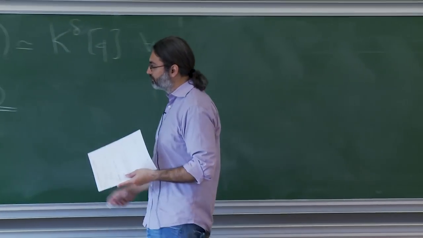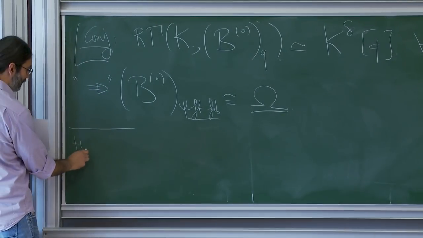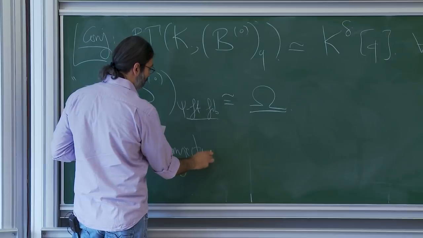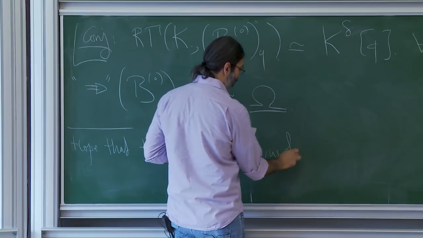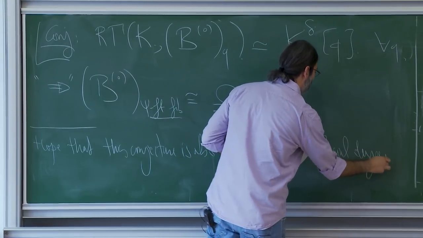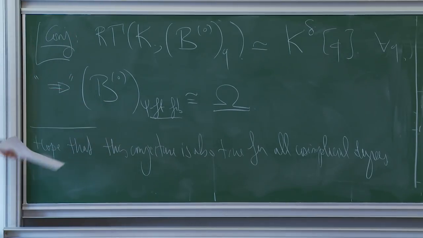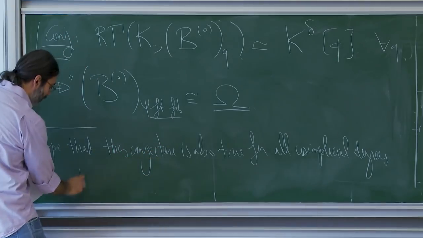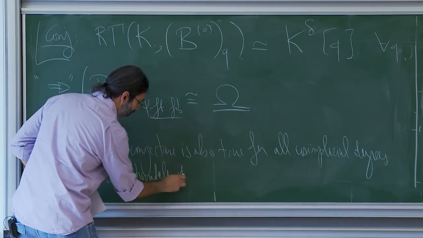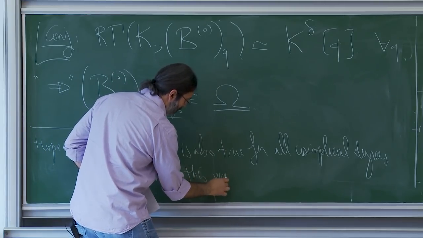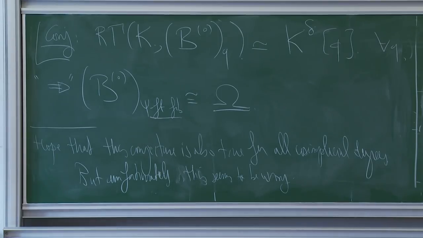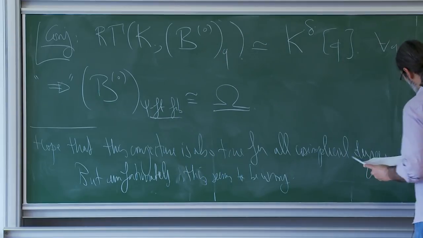And then, of course, the hope would be that this conjecture is also true for all cosimplicial degrees, which would then imply what you want in some sense. But actually, this is also wrong. Unfortunately, this seems to be wrong. So what seems to be true is a slightly weaker version. I'll try to explain this.